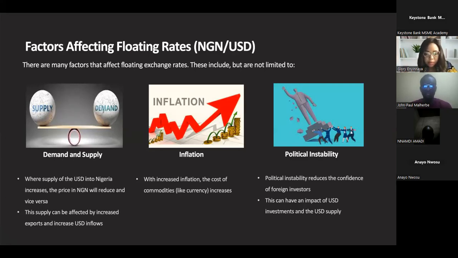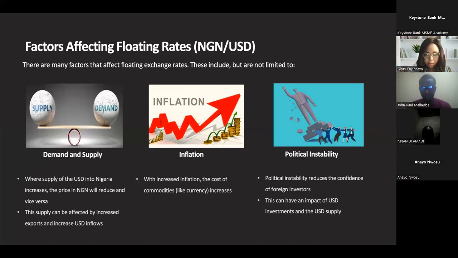The next thing is inflation. Of course, the higher the inflation, the more expensive the dollar will become, because inflation is basically defined as an increase in the price of goods and services without a requisite increase in income, for instance. So when the country is experiencing inflation, it also affects the exchange rate.